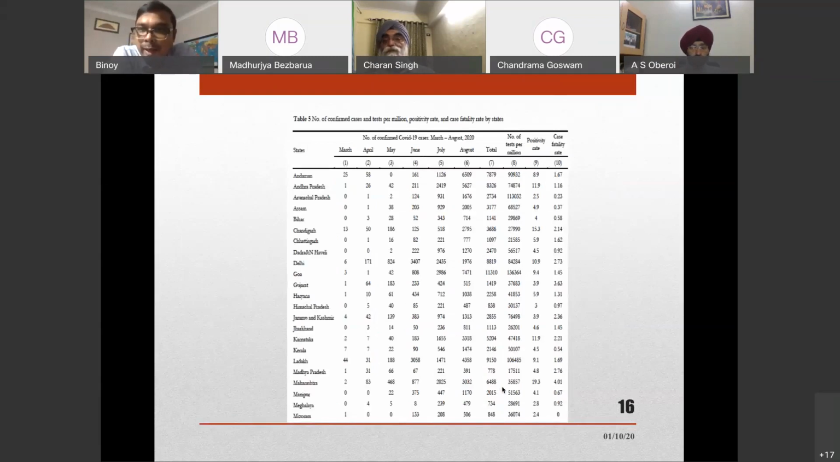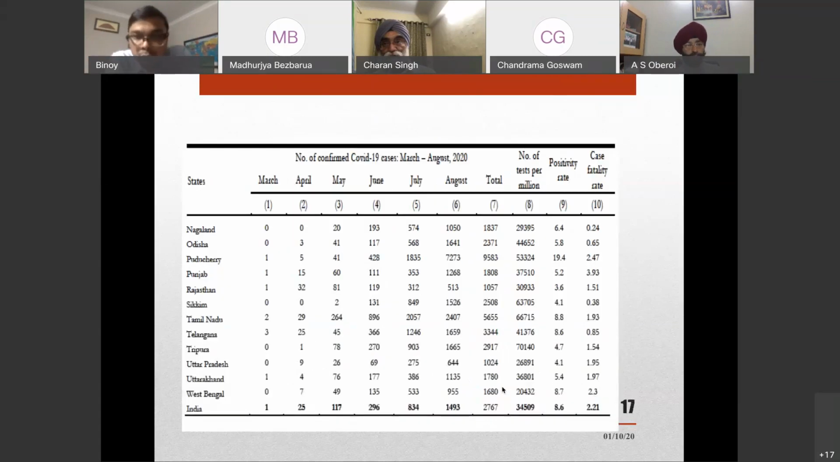Then the positivity rate and case fatality rate. Positivity rate is, out of every 100 tested, how many turn out to be positive. So you can see again Andhra Pradesh, Chandigarh, Delhi, Goa, Karnataka, Maharashtra, then Puducherry, Tamil Nadu, Telangana, West Bengal. These are the states where the positivity rate is very high.